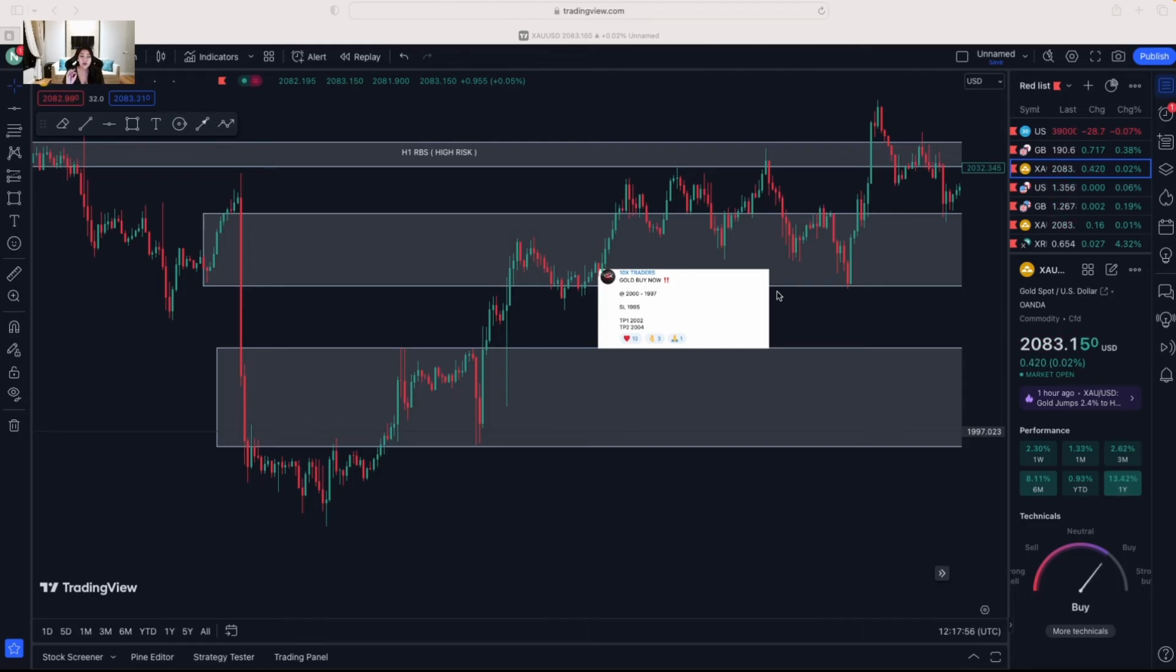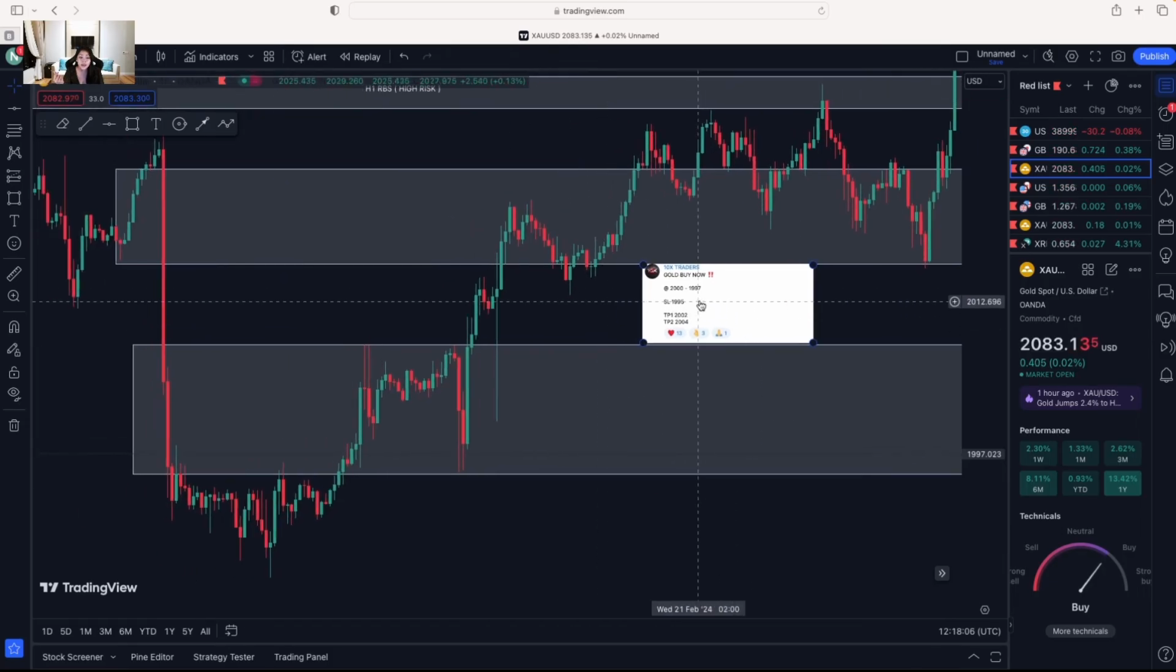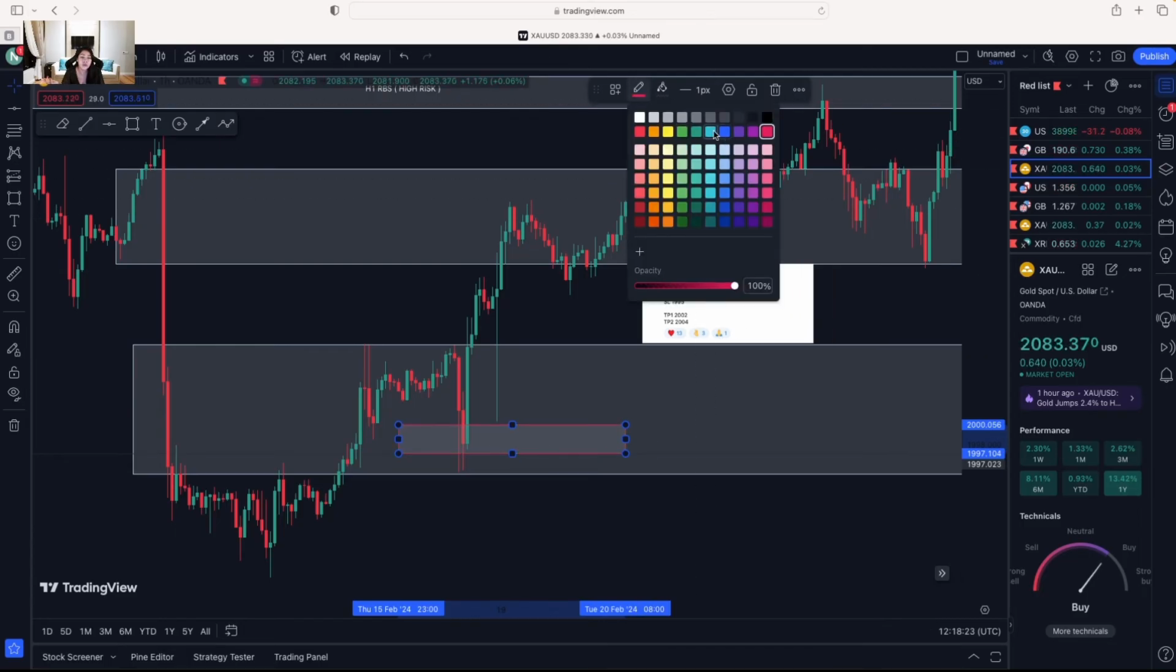Once you see a buy signal from me, from my 10x Traders, I share the signals in my VIP. So once you see that I've given you the signal here, go buy now 2000 to 1997. So what do you have to do? You have to mark out the zone, 2000. Take any color you want. Let's say we're buying, so I will usually take blue.